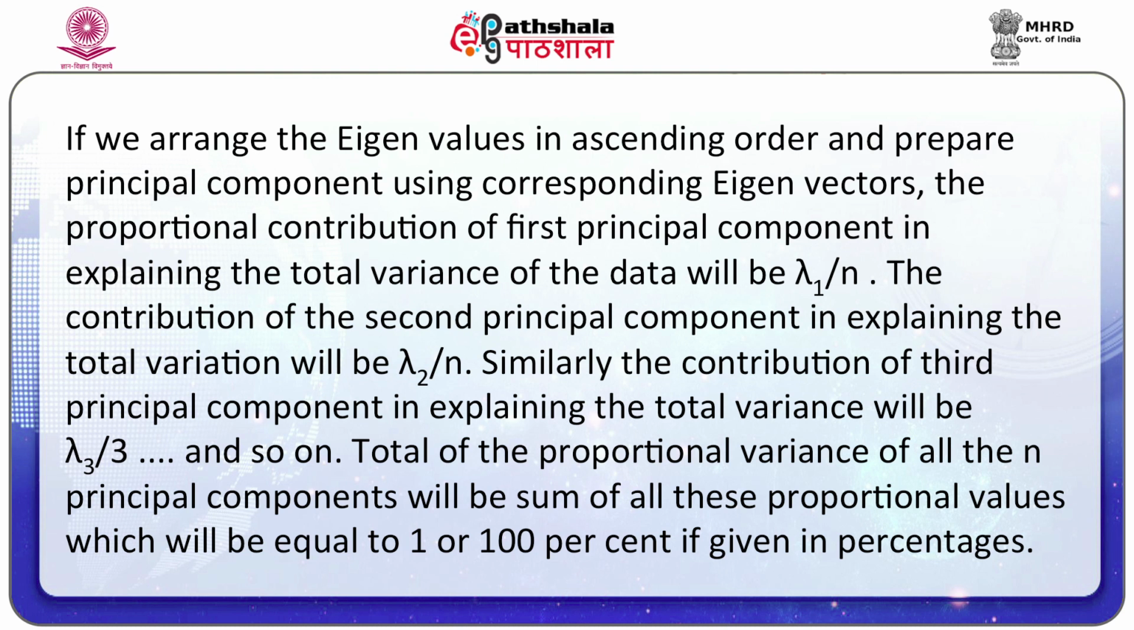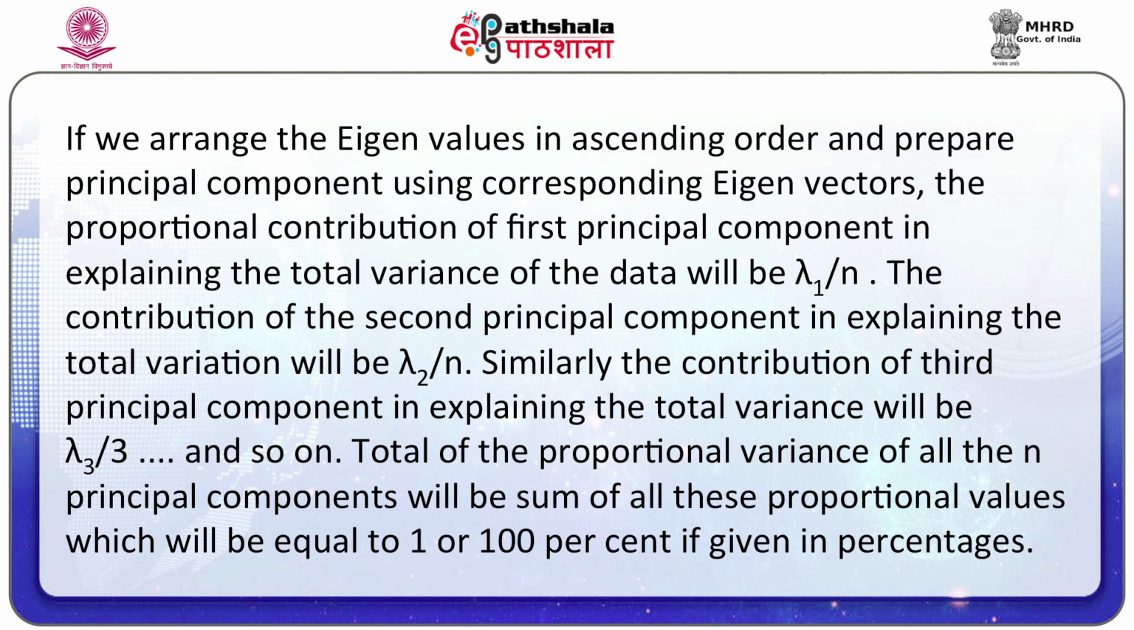The variance of first principal component will be lambda 1, which is maximum. The variance of second principal component will be lambda 2, next maximum, and the variance of third principal component will be lambda 3, third maximum. It will keep on declining and the variance of last principal component will be lambda n, that is the least.